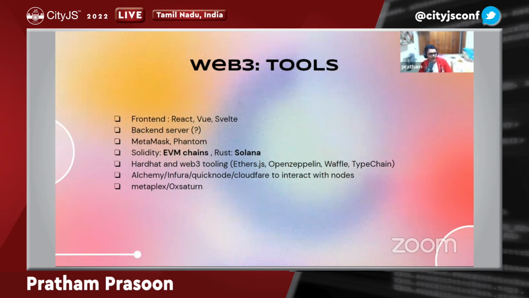And then other than that, you'll also have to learn JavaScript frameworks like Hardhat, Ethers.js, OpenZeppelin, Waffle, and Typechain. There are also Python counterparts for these JavaScript frameworks that you can use to deploy your smart contracts and make decentralized applications. And lastly, you will also need a node provider. This makes it easier to deploy your applications and monitor them. Something like Alchemy, Infura, or QuickNode, and even Cloudflare can be used to set up a node.